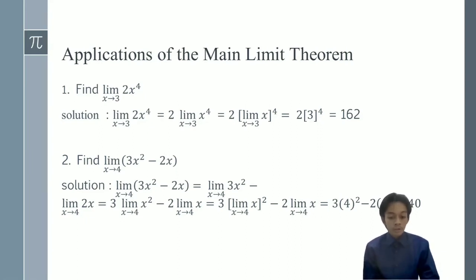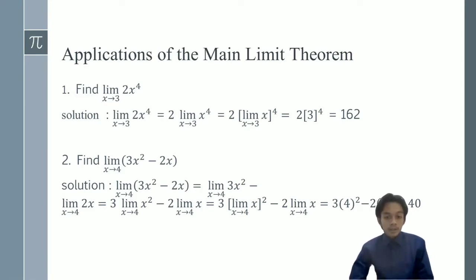Next we can use theorem number 8 to get 3 times the limit of x as x approaches 4, squared, minus 2 times the limit of x as x approaches 4. Last, we can substitute x equals 4, and we will get 3 times 4 squared minus 2 times 4, which equals 40.